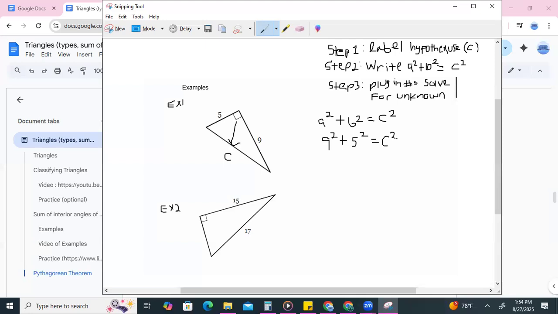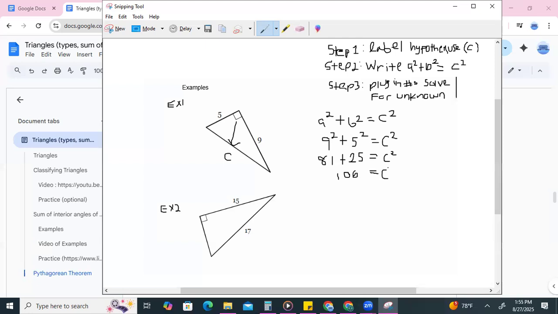So then we go ahead and solve. 9 squared is 81. 9 times 9 is 81. So we'll say 81 plus 5 squared, which is 25, equals c squared. We then add 81 plus 25. That's 106. So we're going to write 106 equals c squared.